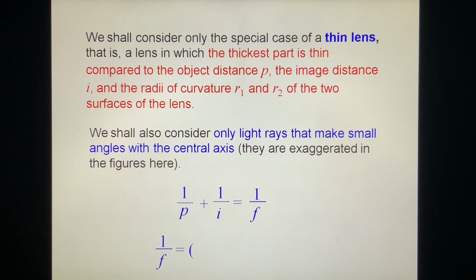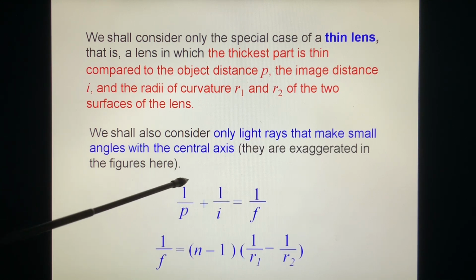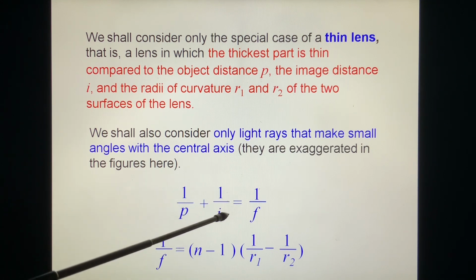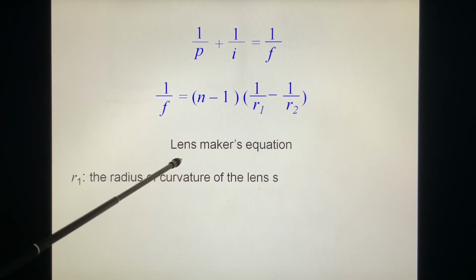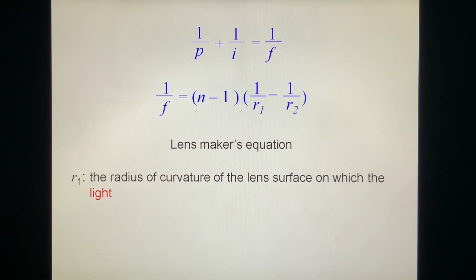We have two formulas. 1 over p plus 1 over i equals 1 over f. It looks exactly the same as the case for a mirror, but actually it's not, because f, or 1 over f, is calculated a different way. These two equations we call the lens maker's equation.